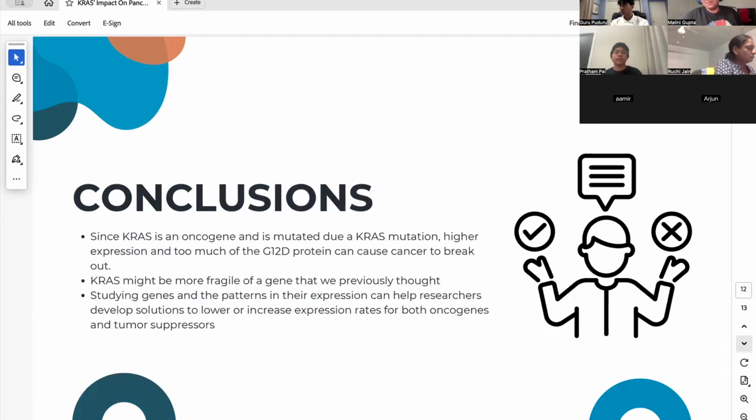And so in conclusion, we found that KRAS is an oncogene that is mutated due to a KRAS missense mutation, and higher expression of the G12D protein can cause a cancer to break out in the body. We also found that KRAS is much more of a fragile gene than we previously might have thought. And studying these genes allows us to find patterns in the expression of each individual gene and protein that allow researchers to target these genes and try to lower or increase the expression rates for both oncogenes and tumor suppressors.